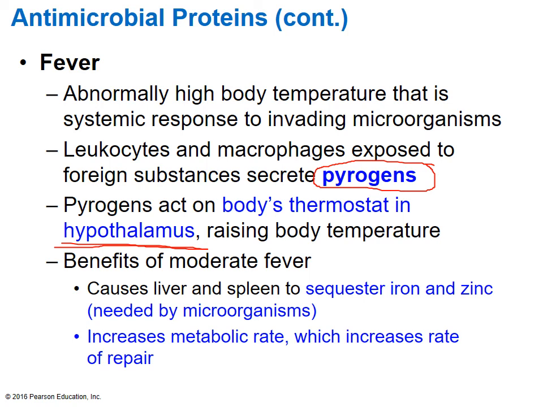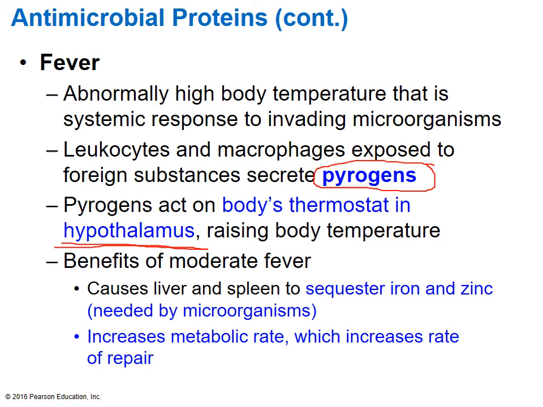We also see that it will cause the liver and the spleen to hold on to iron and zinc, which a lot of these microorganisms require for their replication cycle. And as you can see right here at the bottom, it will overall increase your metabolic rate, which makes it easier for your body to repair itself. Now, that's all in a controlled fever.